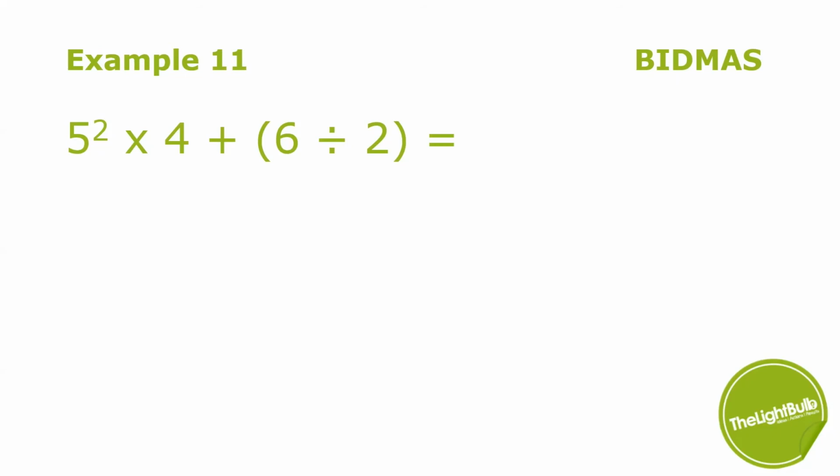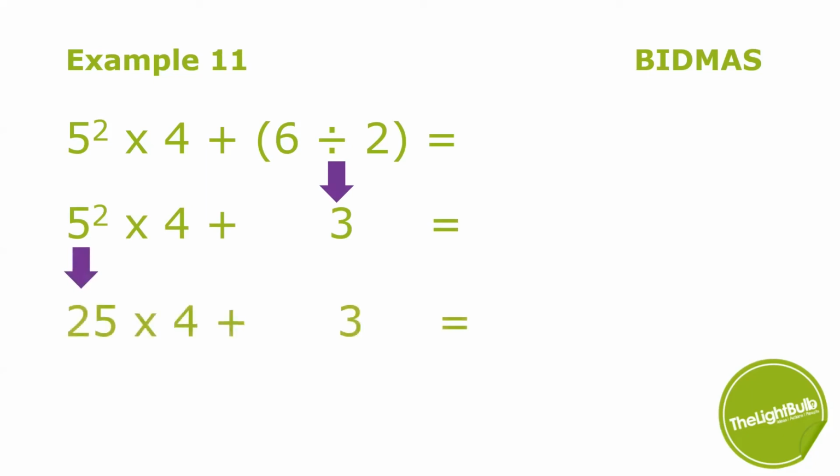Okay, so as ever, it's the brackets first. 6 divided by 2 is 3. Let's rewrite that on the next line. We've got 5 squared times 4 plus 3. So indices now come into play, and these are the square numbers. So 5 squared is the next thing we have to work out, and that of course is 25.